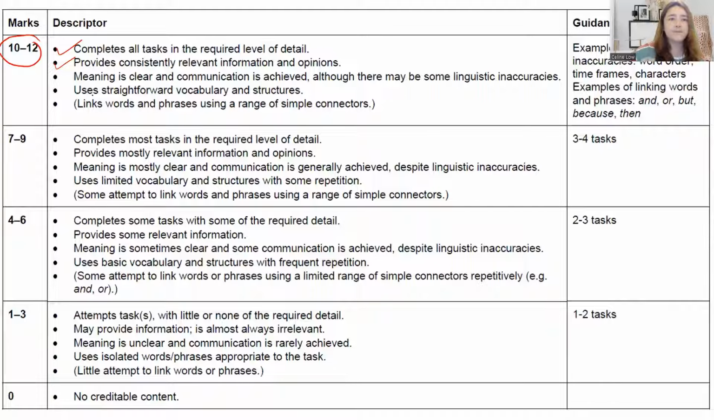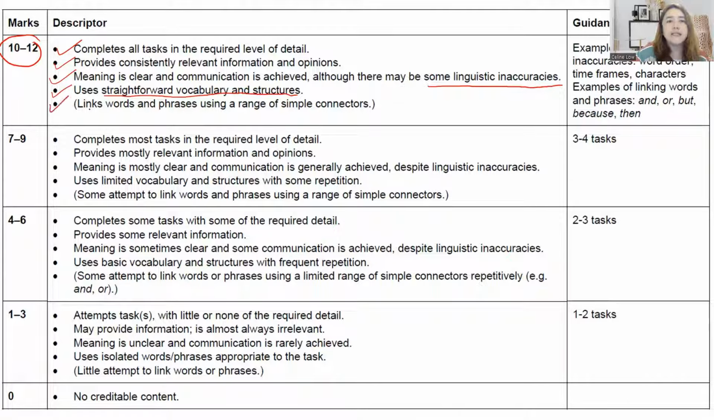Now, next one. Meaning is clear and communication is achieved, although there may be some linguistic inaccuracies. So if you're not really good or not really confident in writing, just use simple and clear sentences. Some linguistic inaccuracies are actually accepted because you're taking it as a foreign language. 好，下一个 uses straightforward vocabulary and structure. See? This is what I mentioned just now. You have to use straightforward vocabulary and structures.